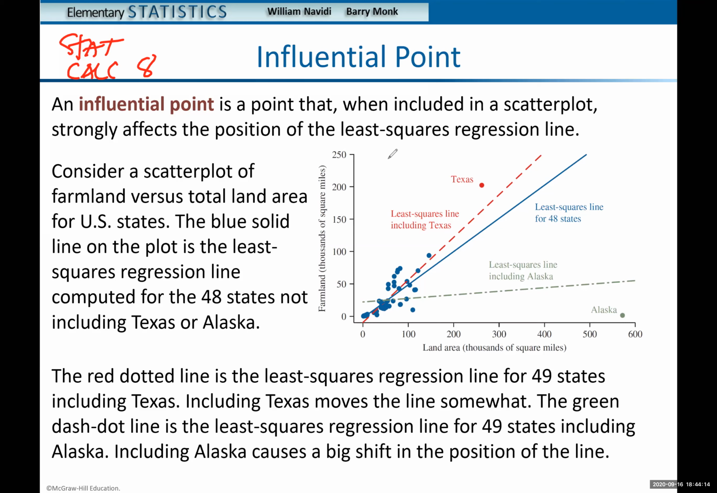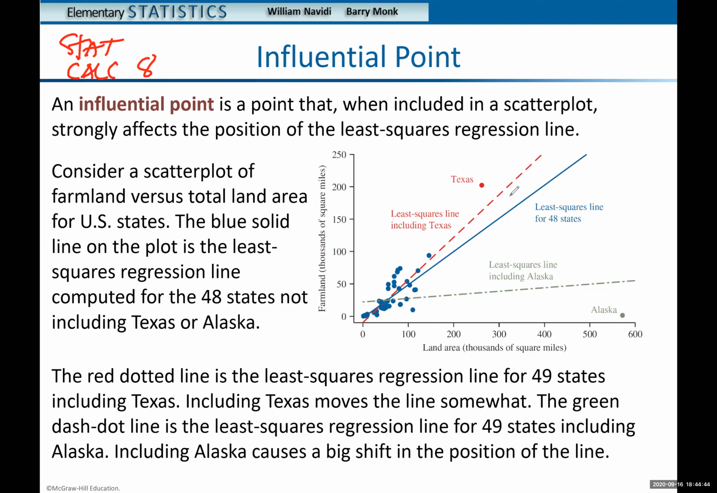So influential point. Copy this: an influential point is a point that, when included in a scatter plot, strongly affects the position of the least squares regression line. So this is a perfect example. Look at the blue line. That is the least squares line for 48 states. So you see all those blue points, and when you get the equation of the line, this is the line.